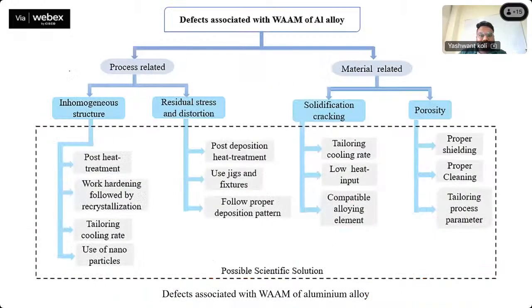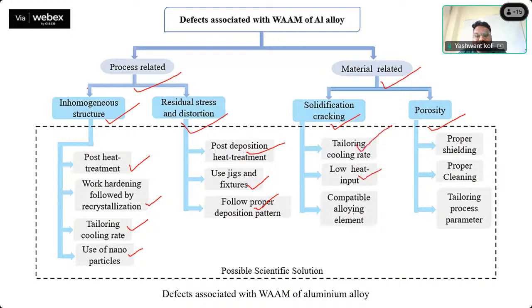These are the defects associated with WAAM. Process related is inhomogeneous residual stresses. Material related are solidification cracking and porosity. The solutions are post heat treatment, work hardening, tailoring the cooling rate, and use of nanoparticles. Residual stresses can be reduced by post deposition heat treatment using perfect jigs and fixtures, and by following a proper deposition pattern. And solidification cracking can be tailored by cooling rate, low heat input, compatible alloying element, proper shielding, and cleaning.